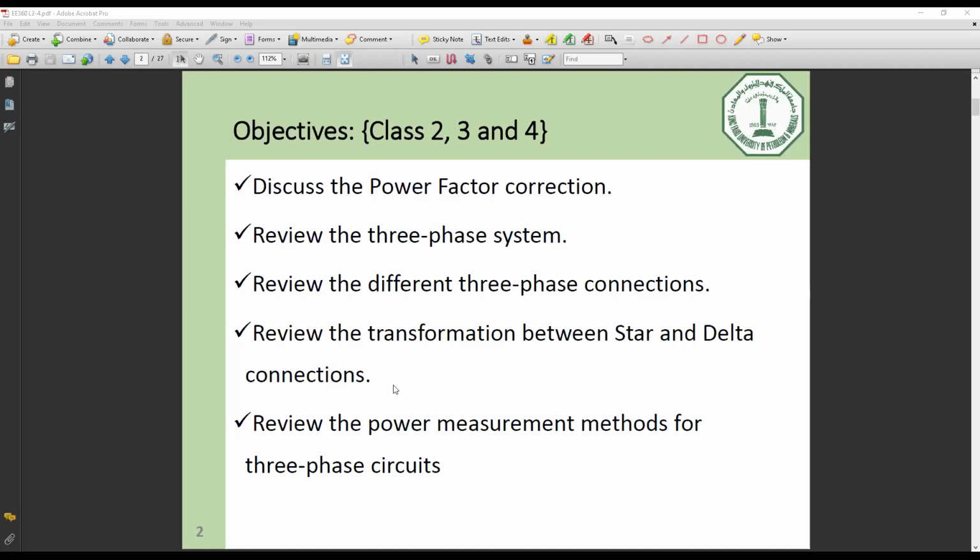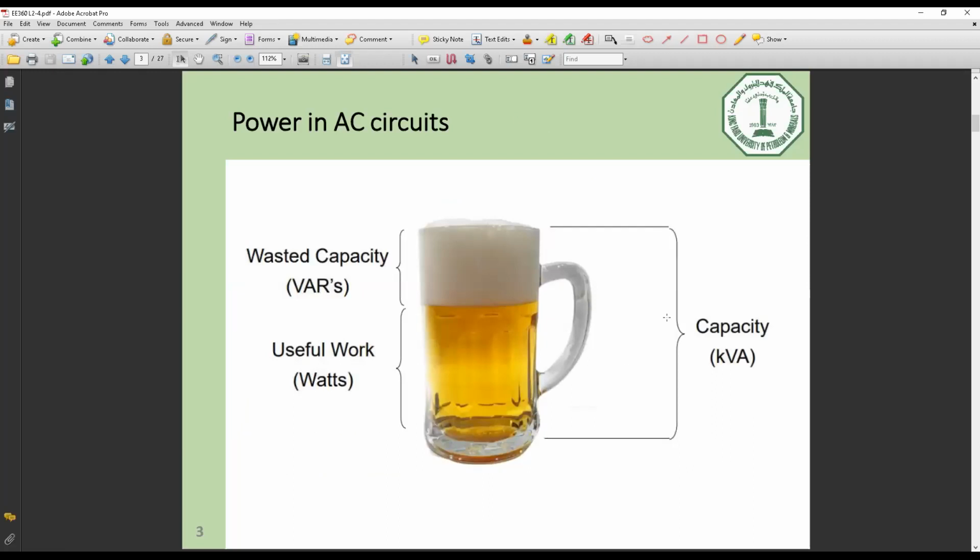Fine. So we will start with the part of power. I received many questions last class, many emails from some of you, who are confused about the meaning of active power or real power and reactive power. As you remember, we agreed last class that we have three terms of power.